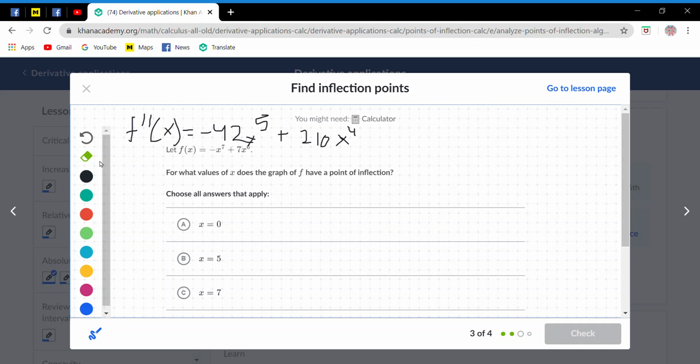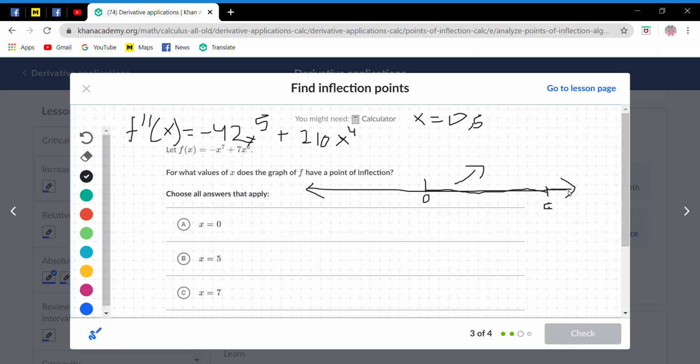Let's write this here, x equal to 0, 5. So these are two values. Let's make a number line, and let's say this is 0 and this is 5. First we have to find between this interval, from 0 to 5. Let's pick a value, let's say 1. So we have to put this into this value. So negative 42 plus 210. This is positive here.